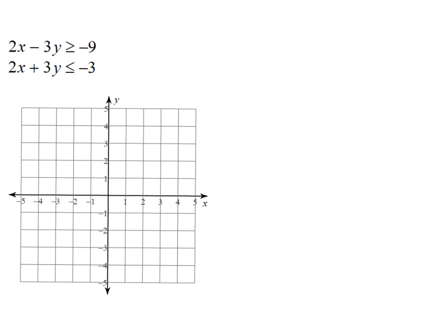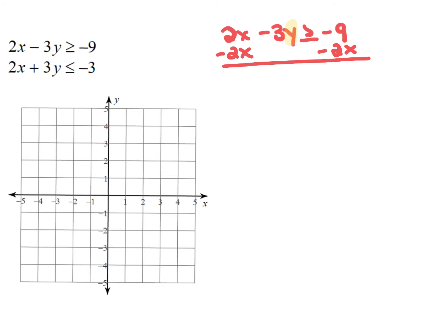For the next example, you again have to start by solving to get y by itself. So I have 2x minus 3y is greater than or equal to negative 9. Now to get y by itself, I have to start by moving the x. So I subtract 2x from both sides. So I get negative 3y is greater than or equal to negative 2x minus 9.